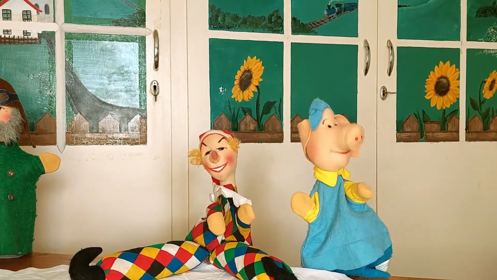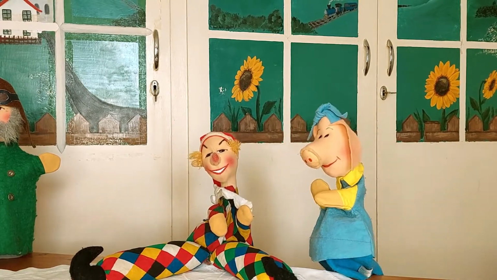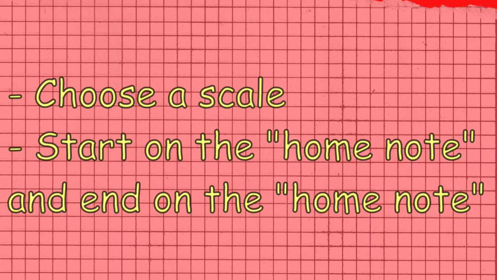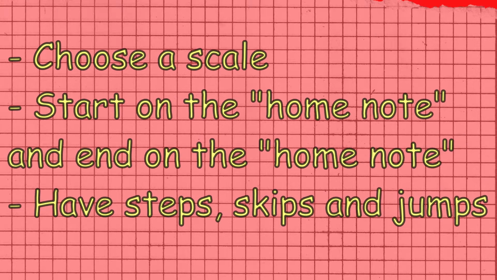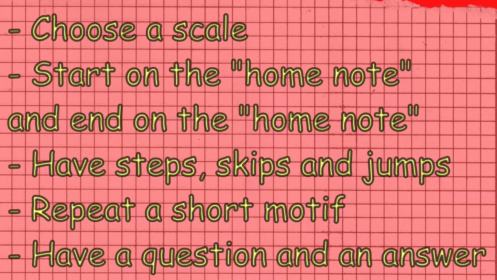So, Casper thought of all the important elements that make a good melody. He chose a scale from which to take the notes to build a melody. He started on the home note and ended on the home note, in this case C. He had steps, skips and jumps in his melody. He had a short motif which he repeated, and his melody had a question and an answer part.